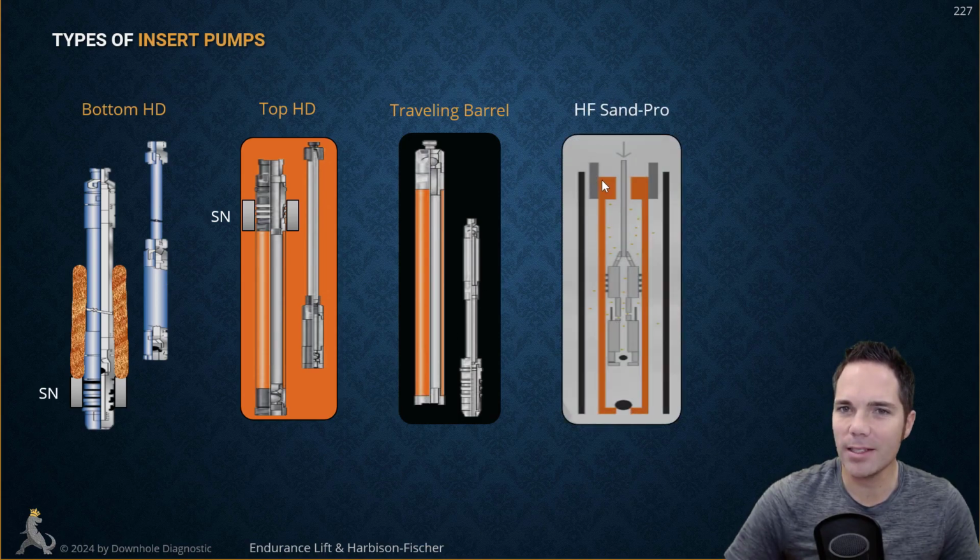This is an insert pump, top hold down, and this is the Harbison Fisher Sand Pro pump. There are a lot of companies that have pumps that are similar. Notice this one has 2 different plungers, and the way they sell this is for wells that make lots of sand production, or maybe after a frac job. There is a top sand handling plunger. You can see it's got these pressure actuated rings, which I'll show you here in a second.